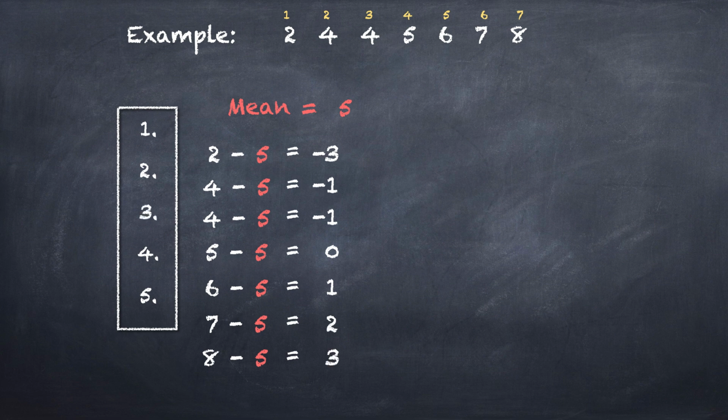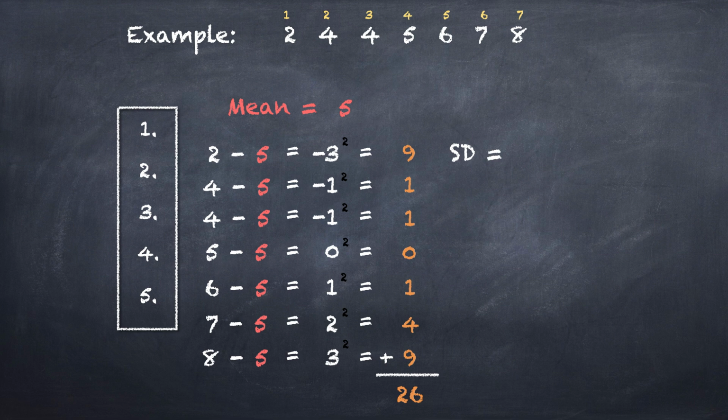And now, third step, you're going to square each of those. Okay, so let's square all of those. And that's going to give us these numbers right here. Now we're on to the fourth step. Add all those up. And that's going to give us 26.